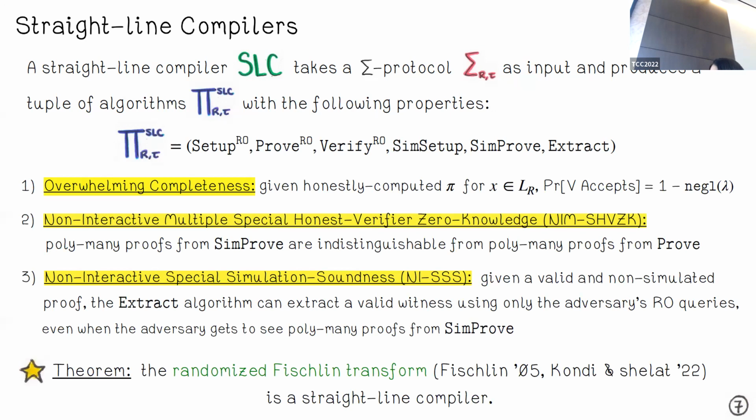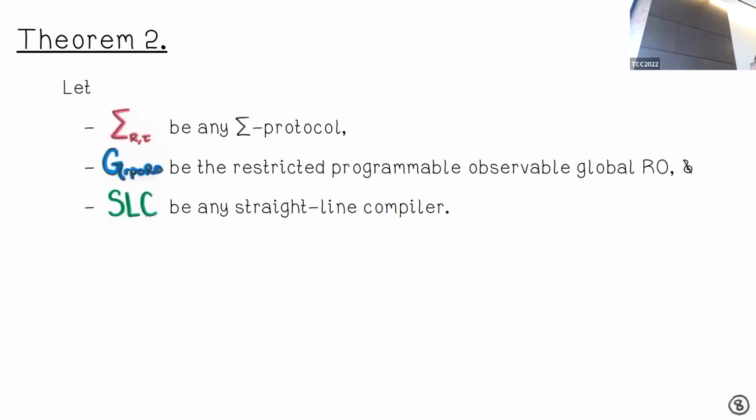So in the full version of his paper in 2005, Fischlin showed that these three properties hold for the original version of the Fischlin transform. There's an updated randomized version that Kondi and shelat show slightly different versions of these properties. So we just update to show that the randomized Fischlin transform also has these three properties. And we show that these three properties are sufficient to attain UC-NIZK in the programmable global random oracle model.